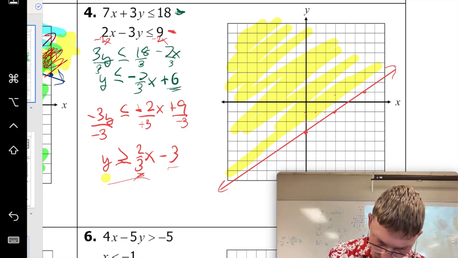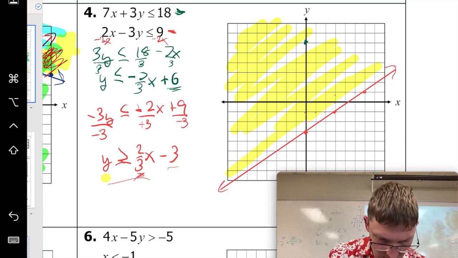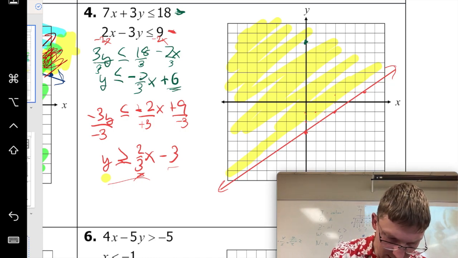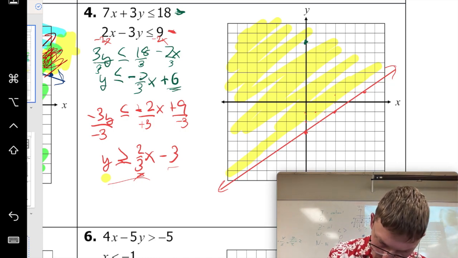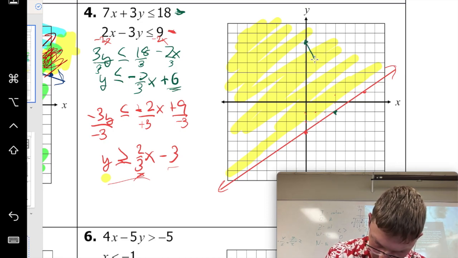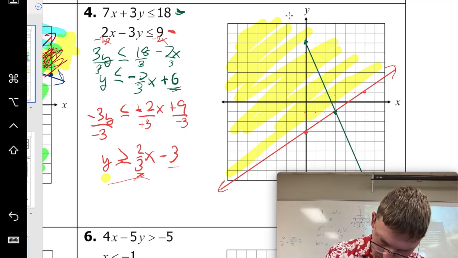So there we go. So our next one, our green equation up here, our y-intercept is 6. 1, 2, 3, 4, 5, 6. Our slope is, I'm just going to go down 7 and over 3. 1, 2, 3, 4, 5, 6, 7. 1, 2, 3. Oh, how convenient. And especially when it's that long, I'm just going to do that.